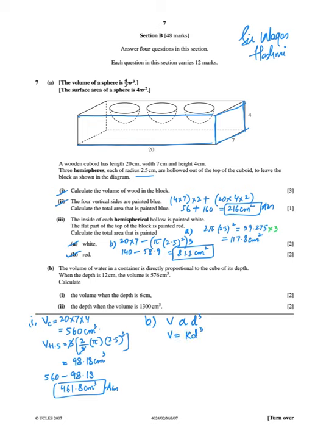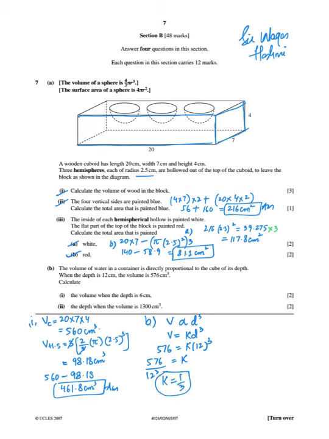This part is from variation. When the depth is 12, so we have the value of d, that is 12, the volume is 576, so you can find out the value of k. That means 576 divided by 12 to the power cube. So you have the value of k, and that is equal to 1 divided by 3.